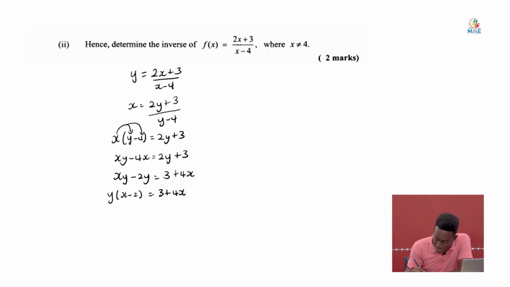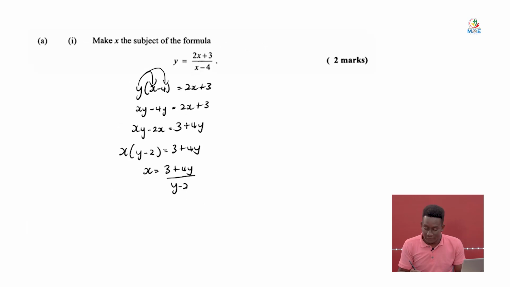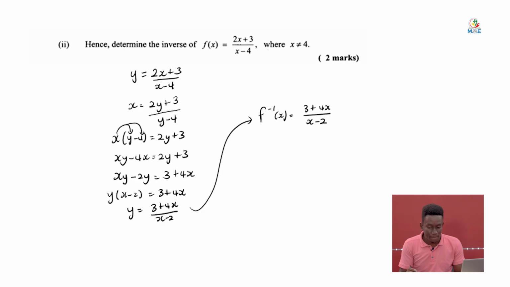And then we make y the subject, so this will be y is equal to 3 plus 4x, and this is multiplying, and we take it over to divide, all divided by x minus 2. And the last step, since we wanted to find the inverse, we'll have to replace y with the inverse symbol. So we'll have f inverse of x is equal to 3 plus 4x, all divided by x minus 2. And that is the answer for 2 marks. And if you can see, it's very similar to what we have here. Instead of x, we have y.